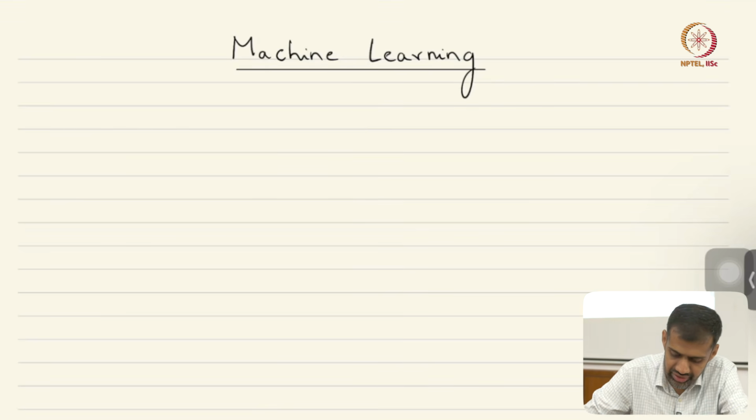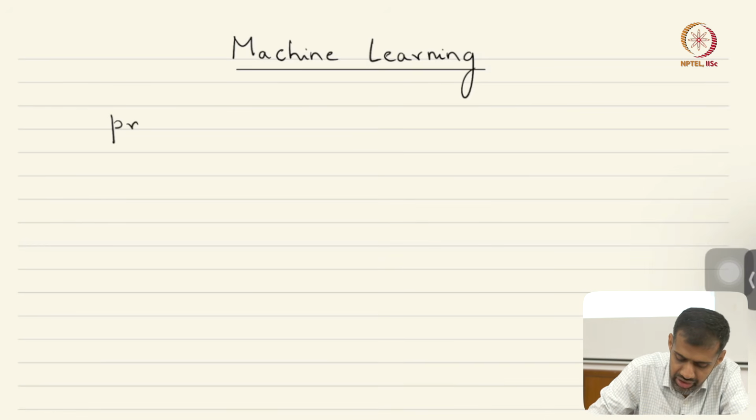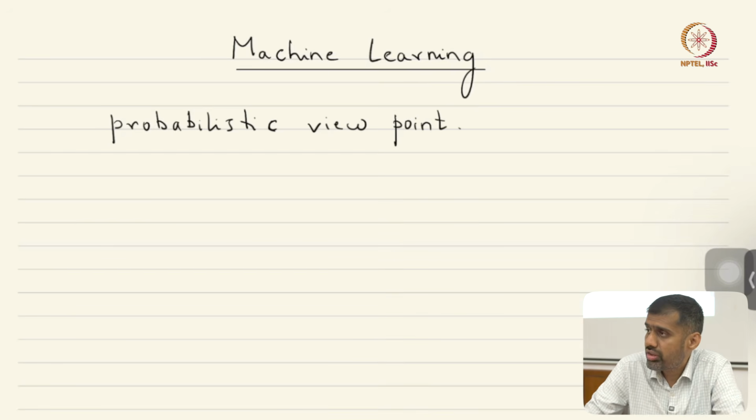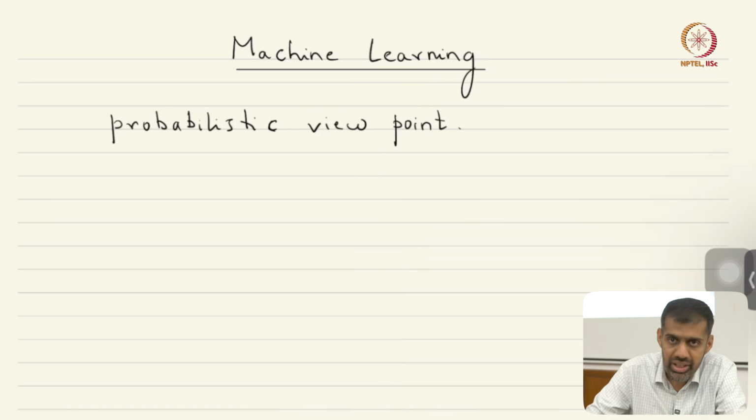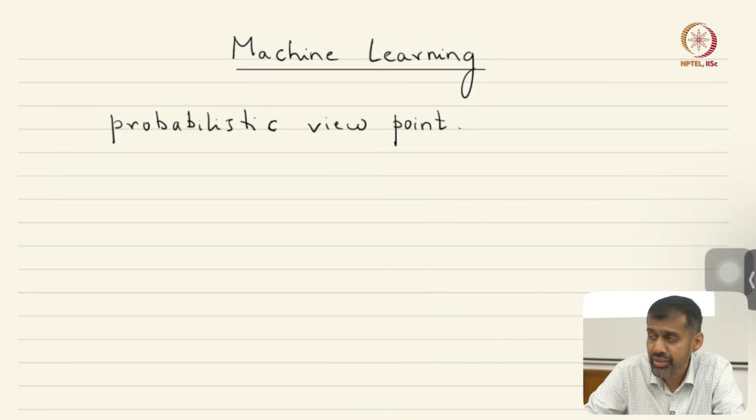Okay, so now let's look at machine learning and some definitions. And the other thing that I would be doing is, this course would mostly be looking at the algorithms from a probabilistic standpoint. I will elaborate on this, and you will be able to appreciate and understand what I mean when I say it's probabilistic standpoint.